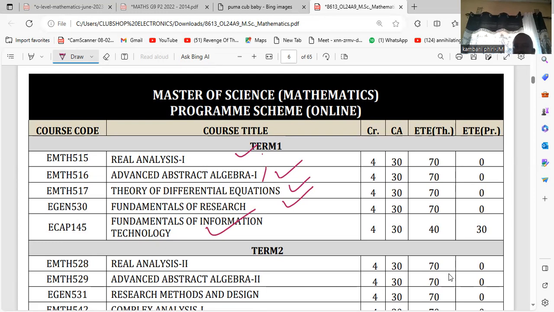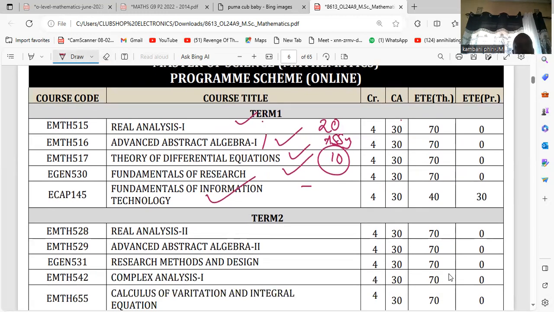Yeah, and your CA will be 30: 20 from the assignments, then 10 from your academic performance. The end of term is 70, but you must get at least 30 in this end of term or end of semester exam for you to pass. So if you get 25, then they are going to give you an E, the grade of E, meaning that you have to reappear for the exam. All right? You will have to reappear for the exam if an E is given.